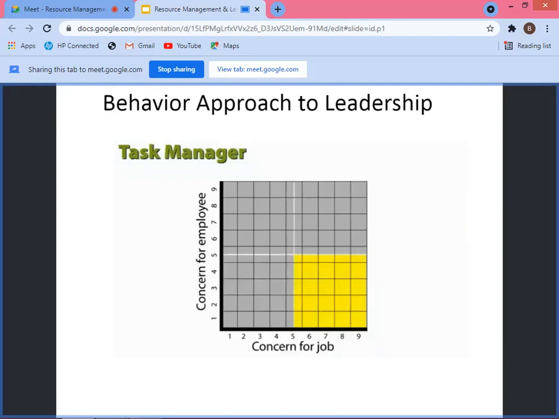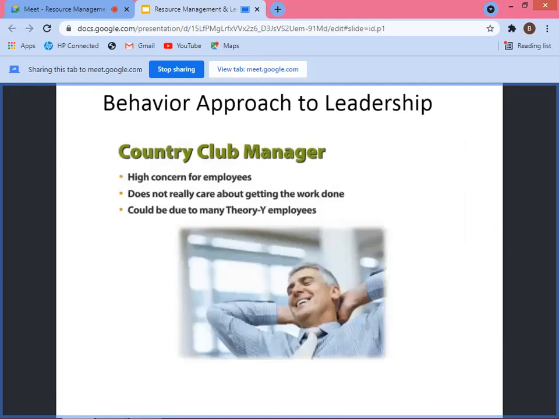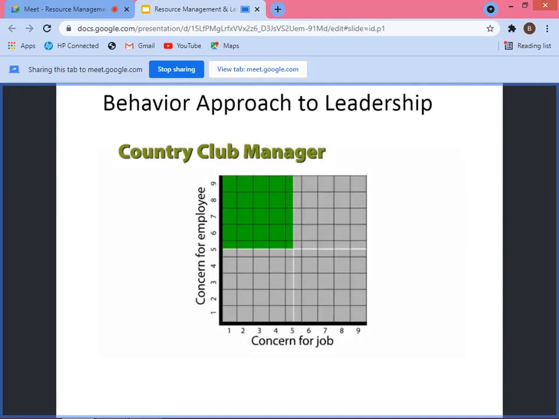Okay. Number 9 and number 1, 9-1. Country club manager, high concern for employees, does not really care about getting the work done. Could be due to too many reliable employees. It's like Laissez Faire. Remember Laissez Faire? Too many employees you can rely upon. Then delegate everything to them. Then you don't have to do anything. This is the country club manager. Number 1 for concern for job, and number 9, 1-9, concern for employee.